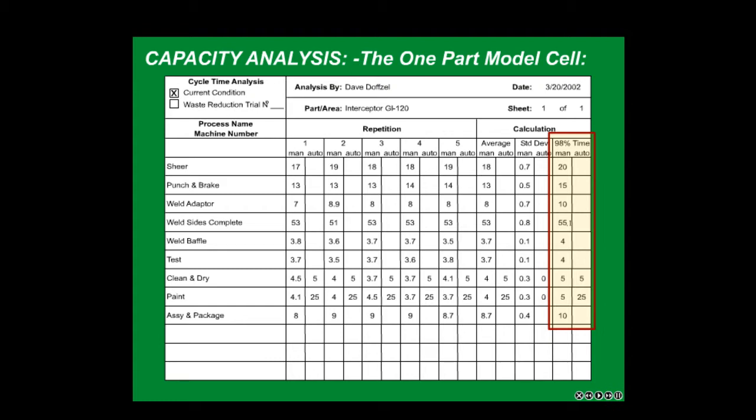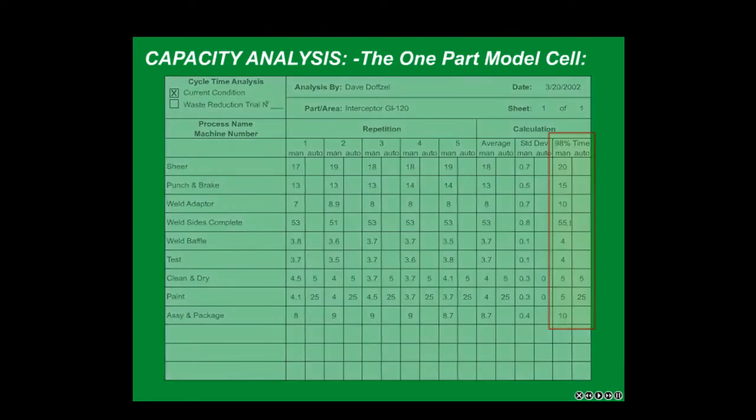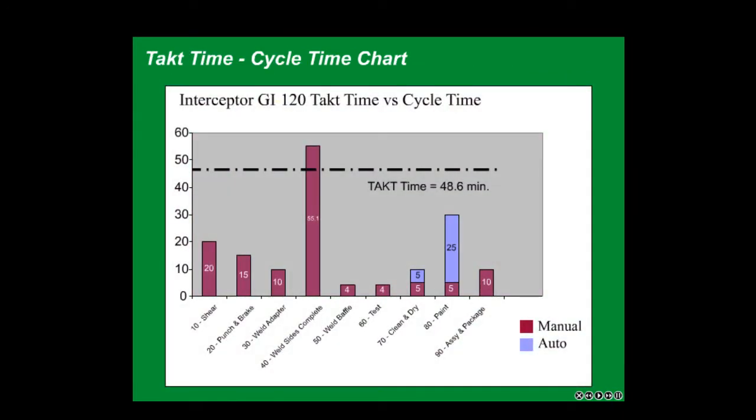Using the 98% time from the cycle time analysis sheet, let's build our takt time cycle chart for a one model cell. The takt time cycle time chart provides a graphical picture of how each operation fits in relation to the takt time. Along the horizontal axis, sequentially list each operation name. In our case, shear, punch and break, weld adapter, and so on. The height of the y-axis needs to be tall enough to cover the time it takes to complete the longest operation that you observed. In our case, we observed operation 40, weld sides complete, to take 55.1 minutes.